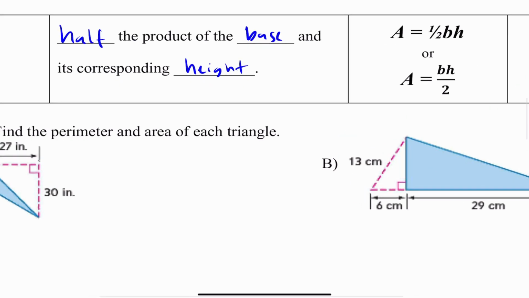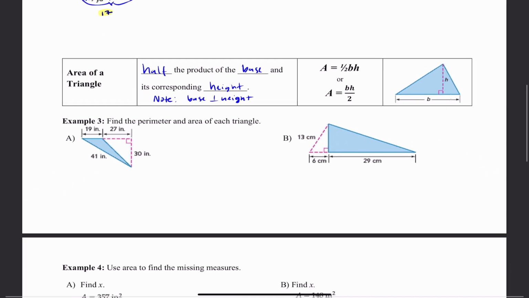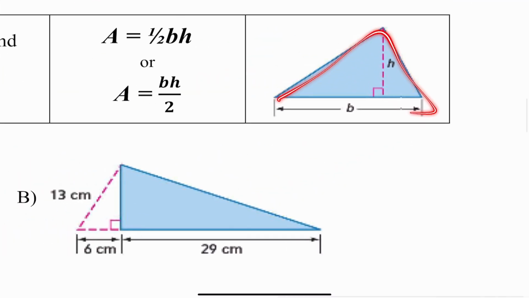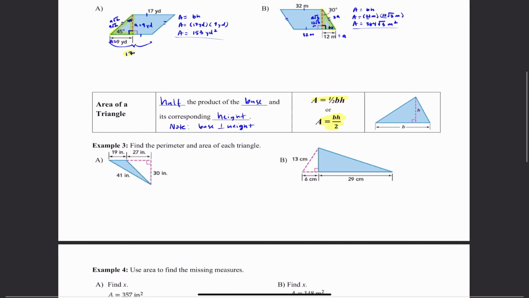And note that just like what we talked about at the beginning for parallelograms, the base and the height are perpendicular to each other. So here's my triangle. The base is perpendicular to the height. They intersect at a 90-degree angle. So if you're trying to figure out the area of a triangle, make sure that you're using one of these formulas here. They're basically the same thing. All right, here we go.